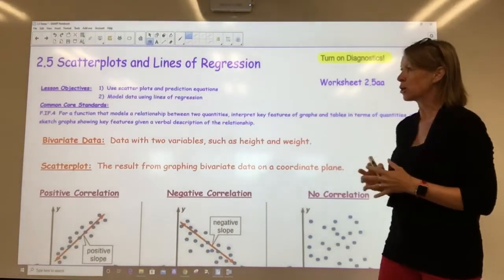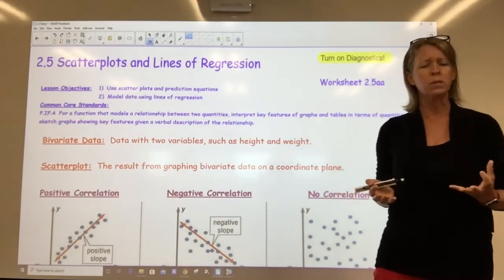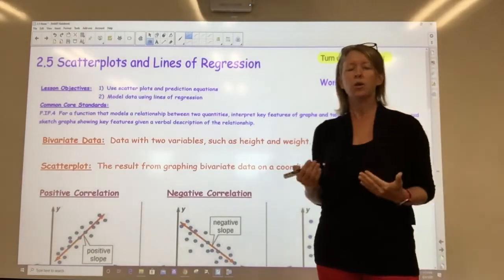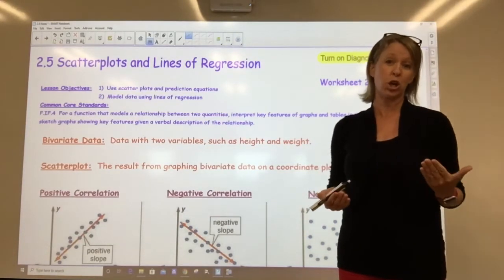I'm going to be demonstrating some things, and it is typically normal to feel a little bit overwhelmed at today's lesson, but the more you practice these problems, you'll be amazed in a few days how quick you'll be with running a linear regression on your calculator.